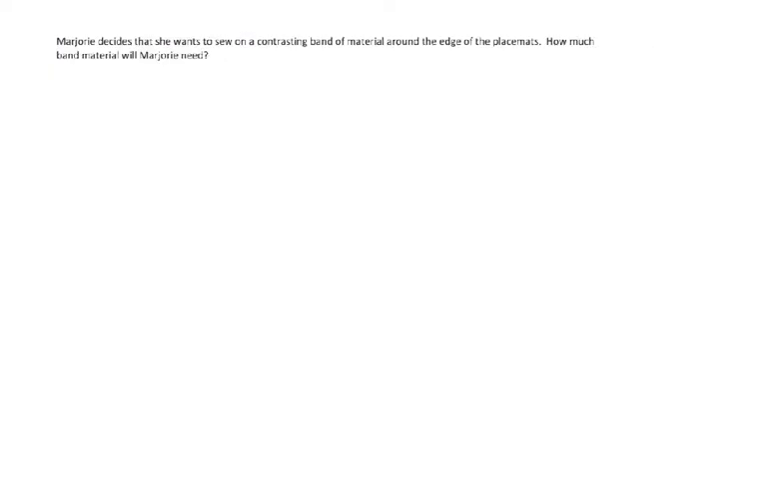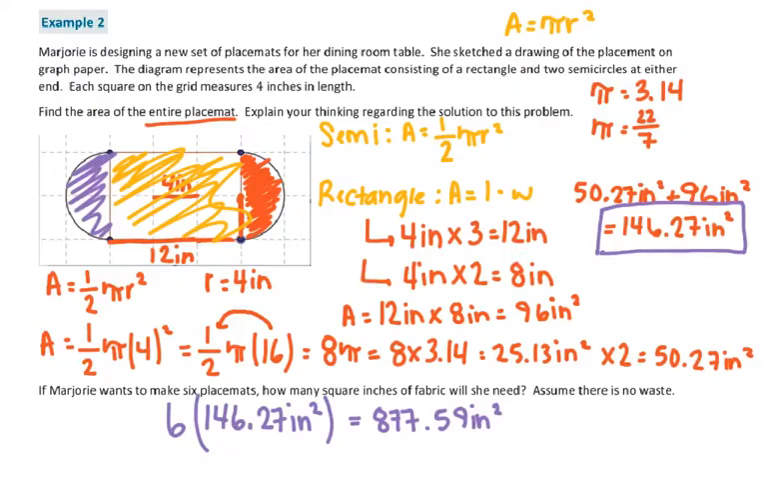Okay, so it says Marjorie decides that she wants to sew on a contrasting band of material around the edge of the placemats. How much band material will Marjorie need? So I'm going to go back to this problem really quickly, and I want to take a look at our shape here. So I'm going to erase this stuff.